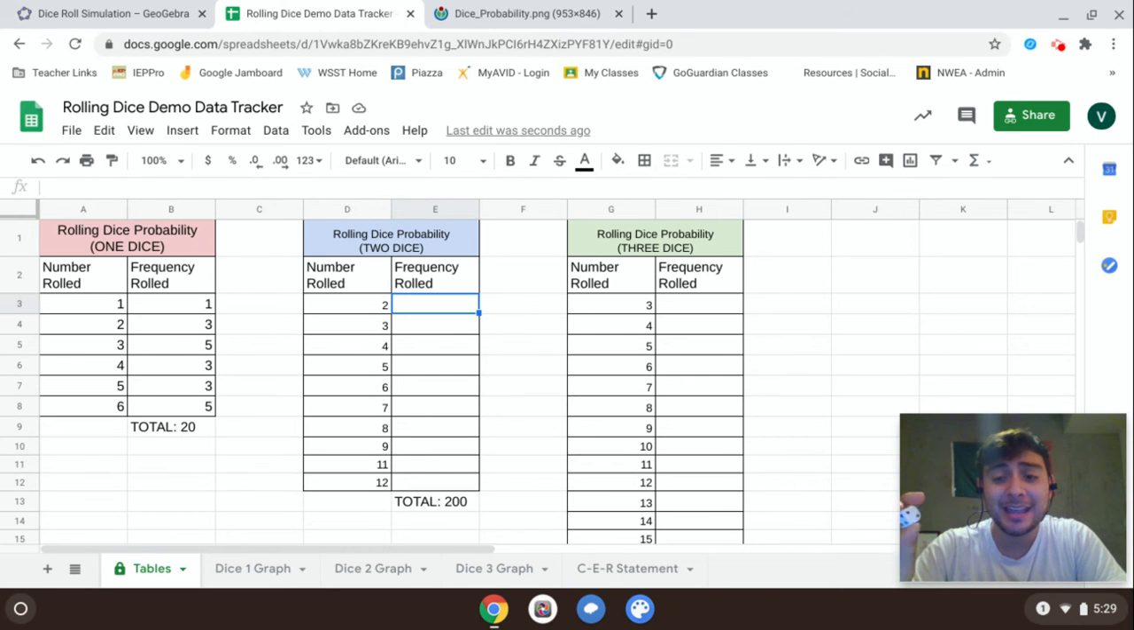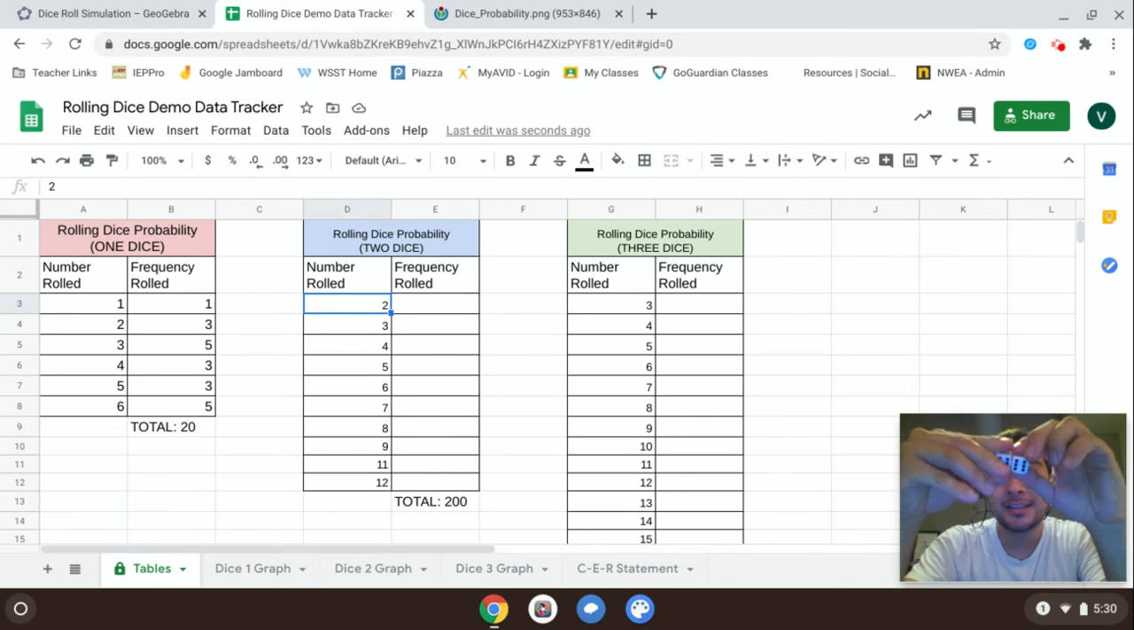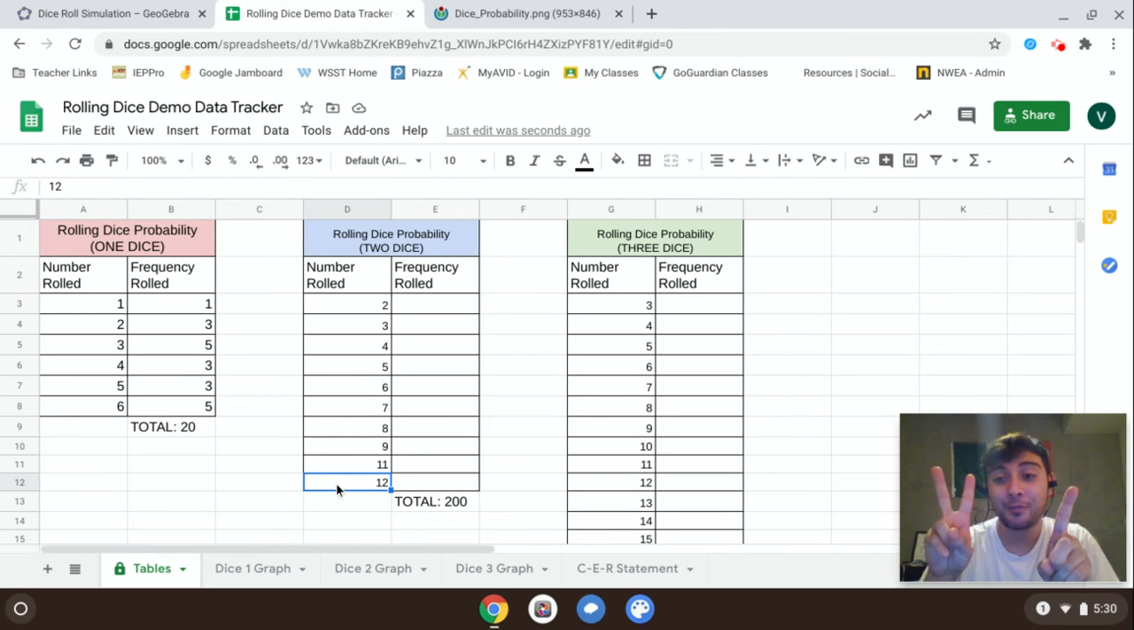So the lowest number I can get is a 1 and a 1. That makes a what? It makes a 2. And the highest number I can get if I add them together is 6 plus 6, which is what? Indeed, 12. I think it looks backwards, but 12 basically. So now the lowest number I can get is a 2 and the highest number I can get is a 12, right? But now instead of rolling it 20 times, I want you guys to roll it 200 times.